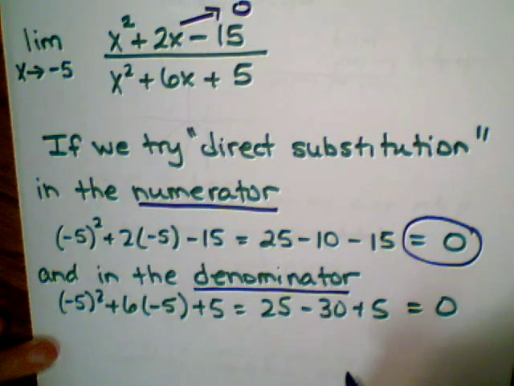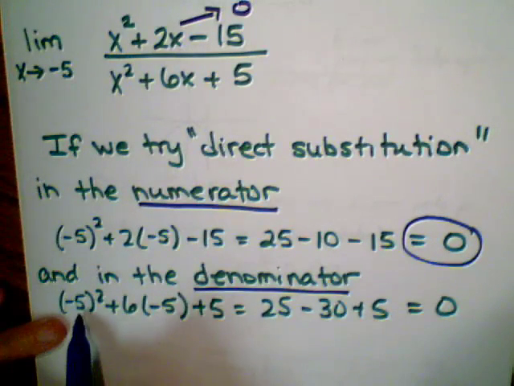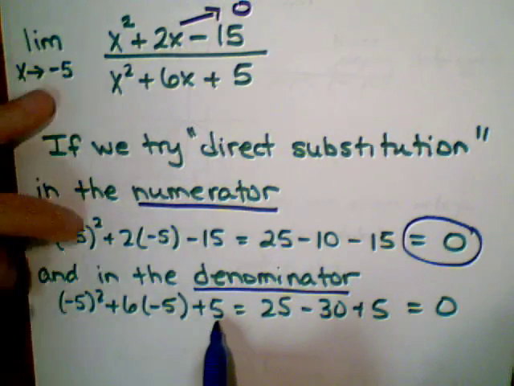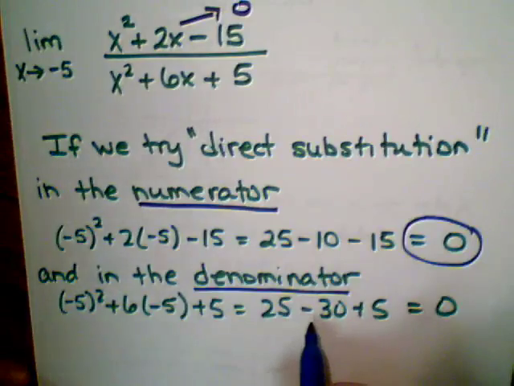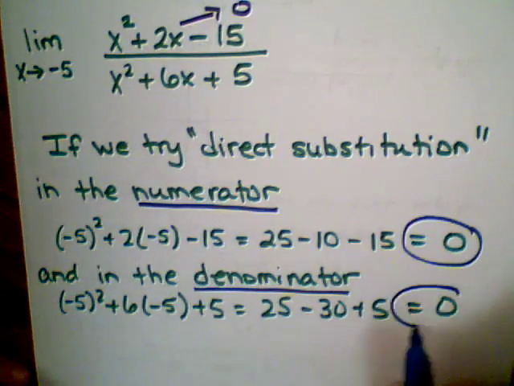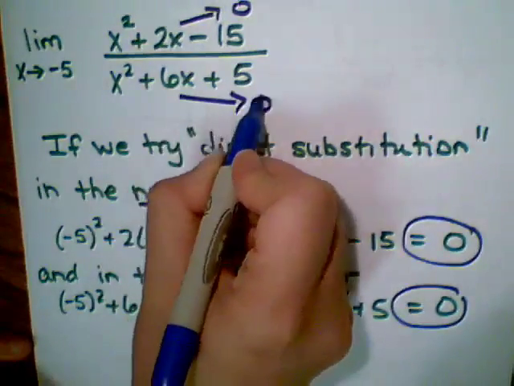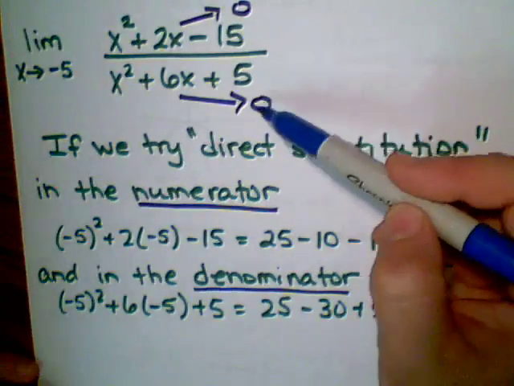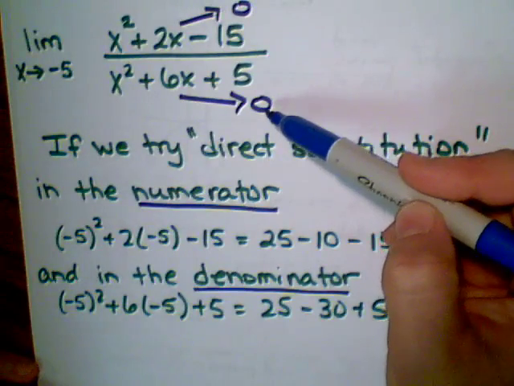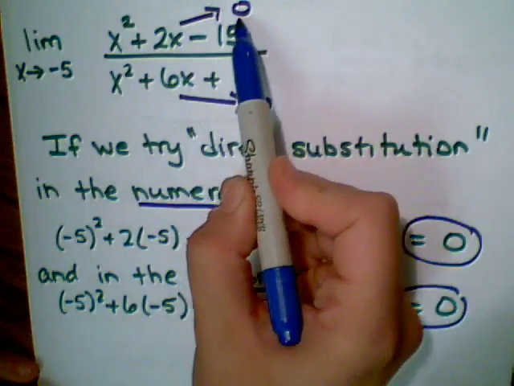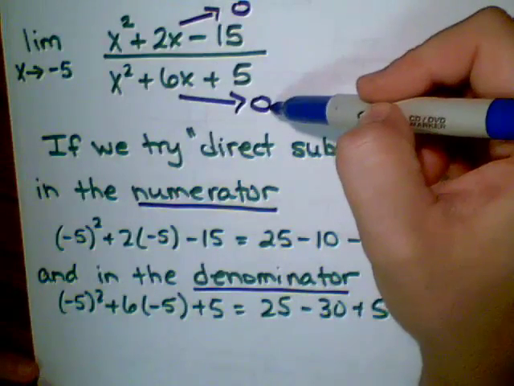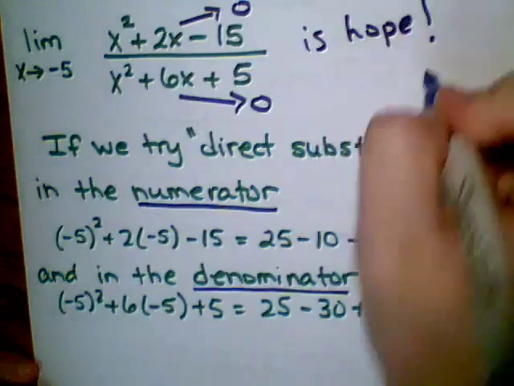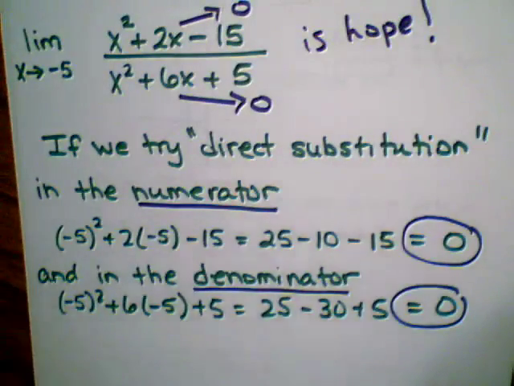Here is the problem though, in the denominator. When we take x squared plus 6 times x plus 5, and we let x be -5, we end up with 25 minus 30 plus 5, and that's 0. Problem. We don't know if the limit exists or not because the denominator is 0. There's hope. If we get 0 over 0 upon substitution, there is hope that the limit will exist.